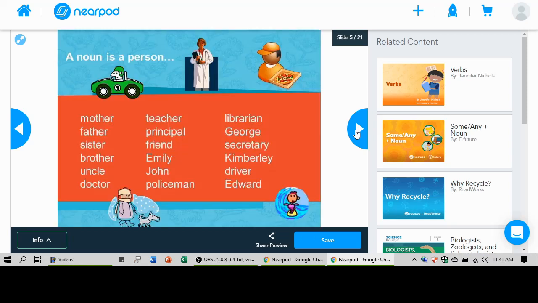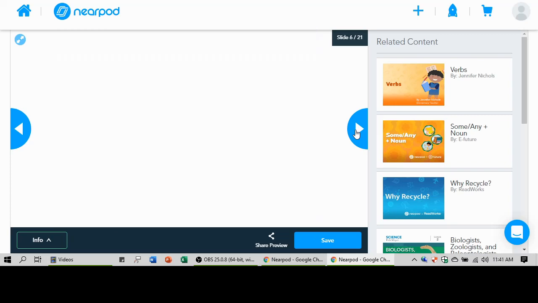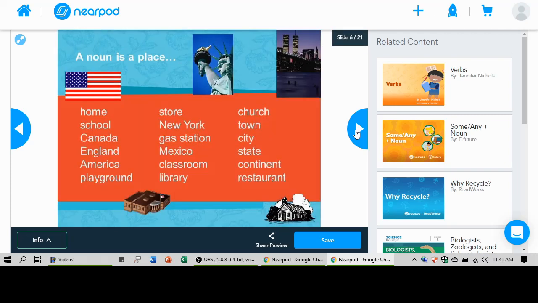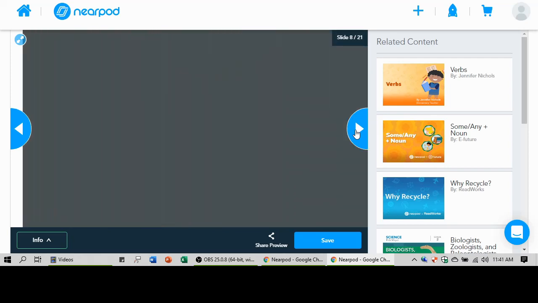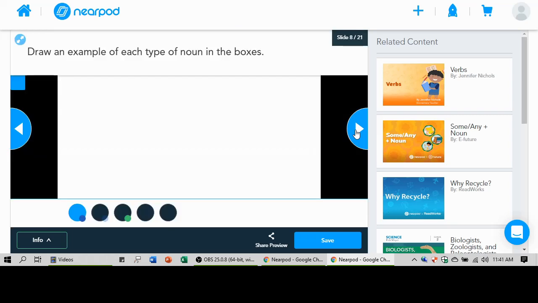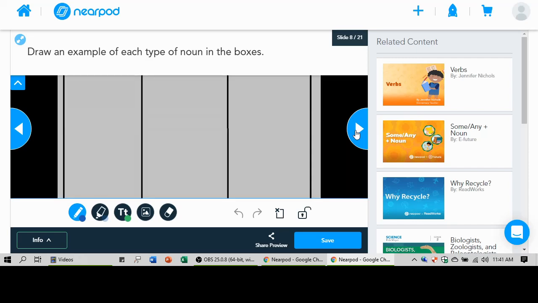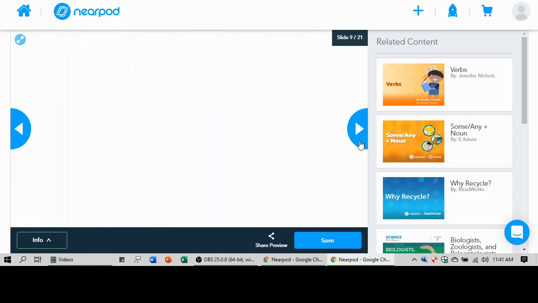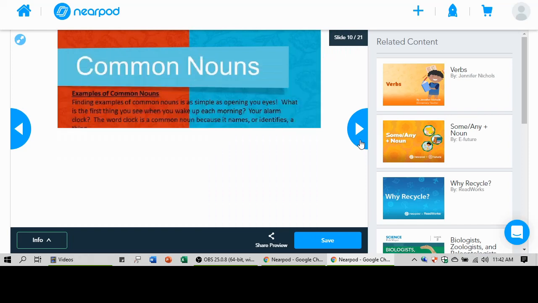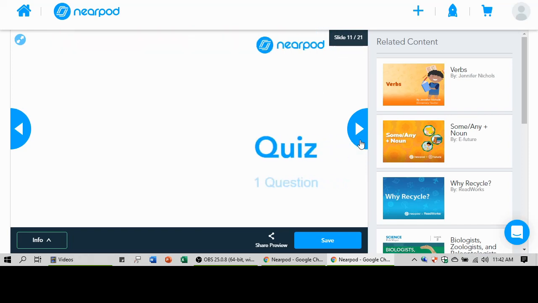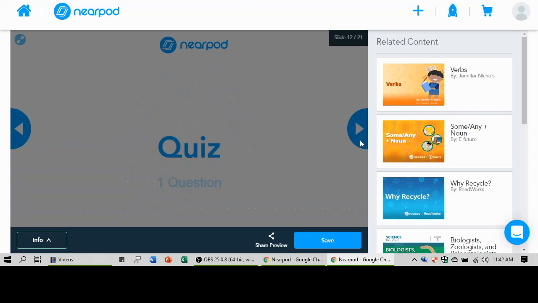Okay, a noun is a person: mother, father, sister, brother, uncle, doctor. A noun is a place: home, school, Canada, England, America, playground. A noun is a thing: banana, pencil, book, shoe, glass, lunch. Draw an example of each type of noun in the boxes. So this is the first activity in this slide. Okay, common nouns, then there will be succeeding discussions about proper nouns and common nouns until the quiz ends.